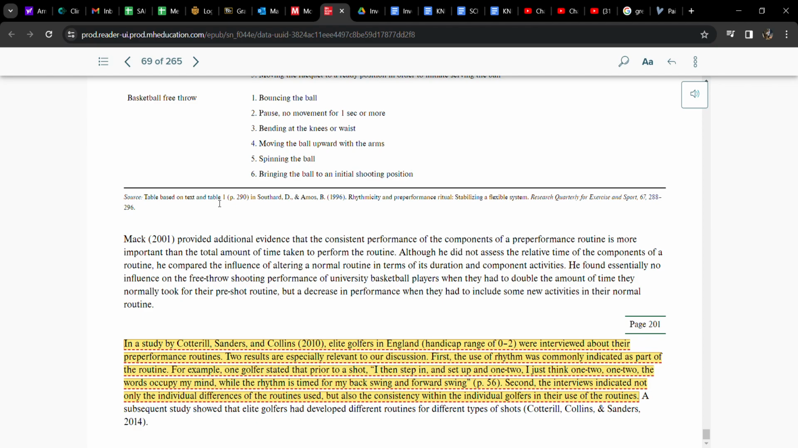So that is the end of Chapter 8, and we will be starting up Unit 3 on Chapter 9 and 10.